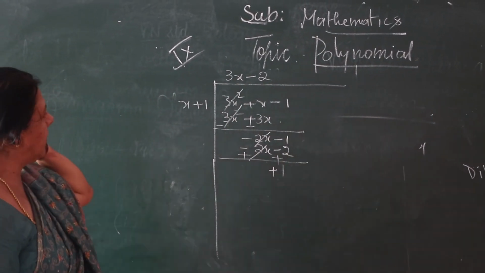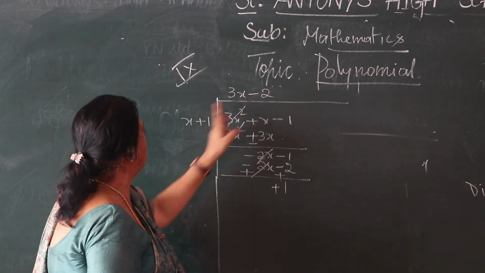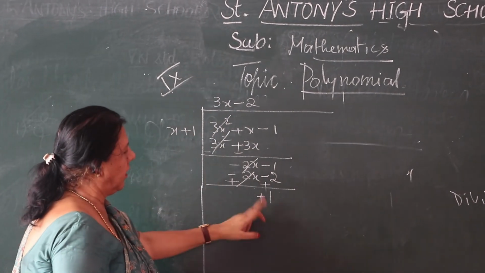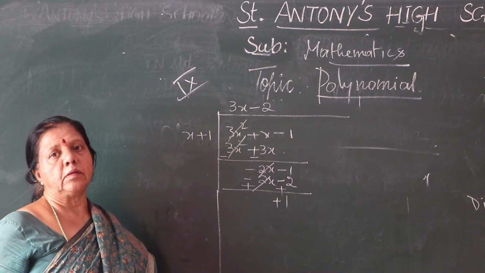So what are the factors of 3x square plus x minus 1? 3x minus 2 and x plus 1 and remainder if you add. These are the factors of that one.